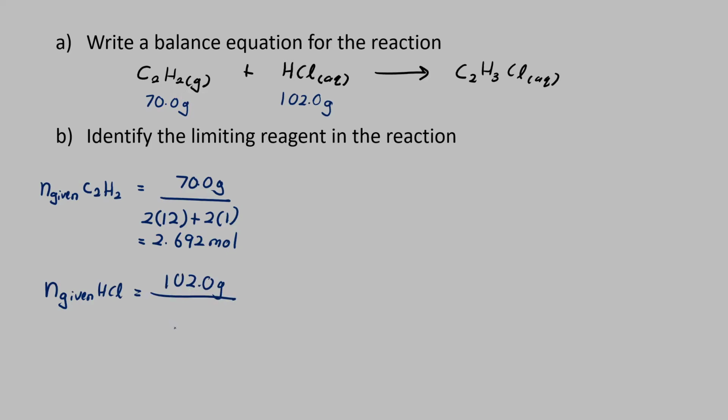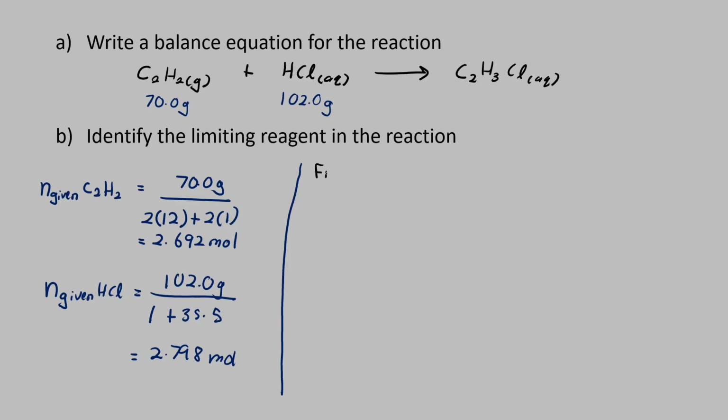Now let's look at the hydrochloric acid. Given 102 grams divided by the molar mass of hydrochloric acid. We only have 1 hydrogen, plus chlorine, which is 35.5, and we will get 2.798 moles, right? So we have this many moles of hydrochloric acid and 2.692 moles of ethene gas. Okay, so now let's do the comparison.